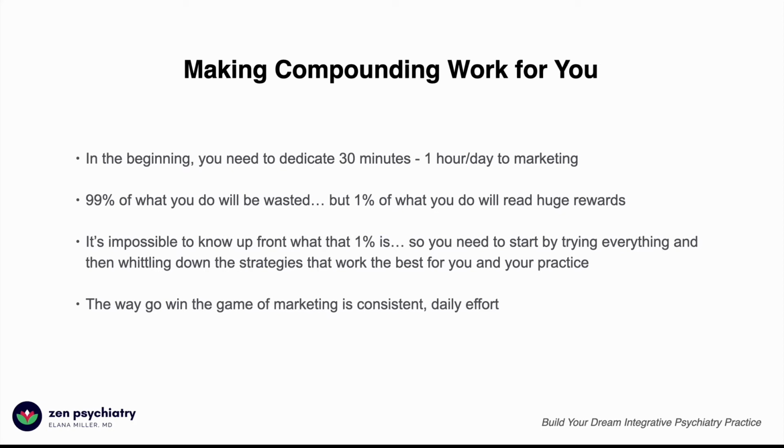I'm going to be going over the specific tactics in future videos in this module. You will be successful. This is the thing. 99% of what you do is wasted time, but 1% of what you do will reap huge rewards. Sorry, that says read. It's supposed to say reap. But the thing is, it's impossible to know up front what that 1% is. It would be nice, right? Can't I just skip the 99% and just do that 1%?